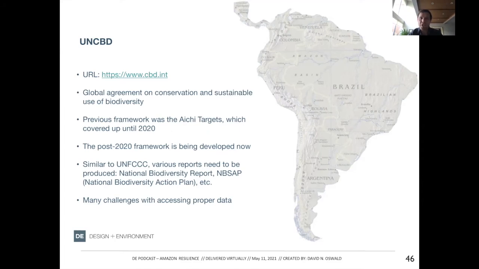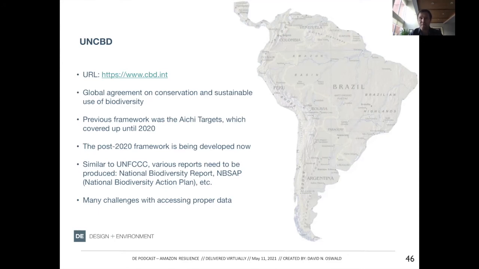UNCBD, Global Agreement on Conservation and Sustainable Use of Biodiversity, mostly conservation, but incorporates sustainable use. The previous framework was the Aichi targets. These were 14 targets that were established along different lines to achieve, say, access and benefit sharing, species conservation, invasive species, all these different types of things that need to be taken care of. So that has expired now. 2020 was the expiry of the Aichi targets, which were developed in Aichi, in Nagoya, actually, in 2011. We're now in the post-2020 framework era, and they're still figuring that out.